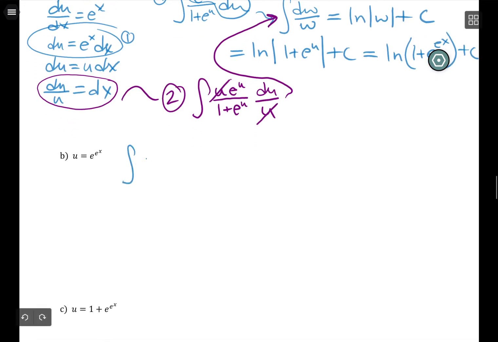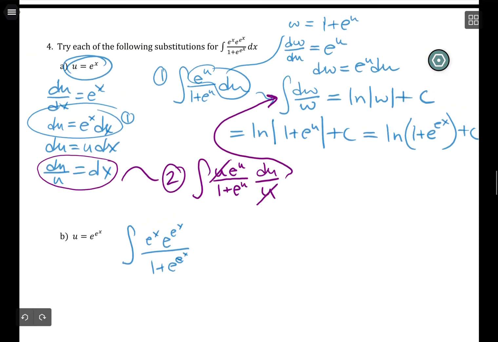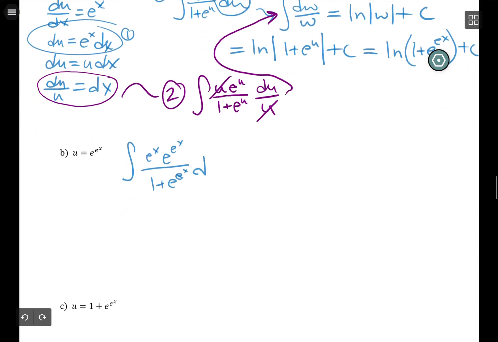I was looking for the integral of e to the x times e to the x over 1 plus e to the x. Now I have to go back and look. Yes, dx. And now we're told to snag this entire e to the x piece and make that our u.